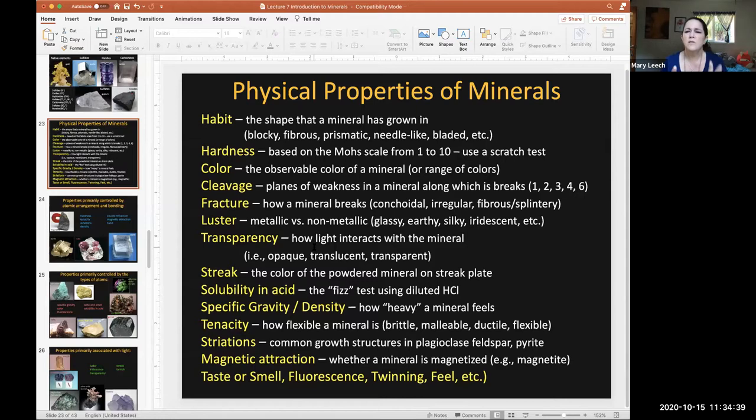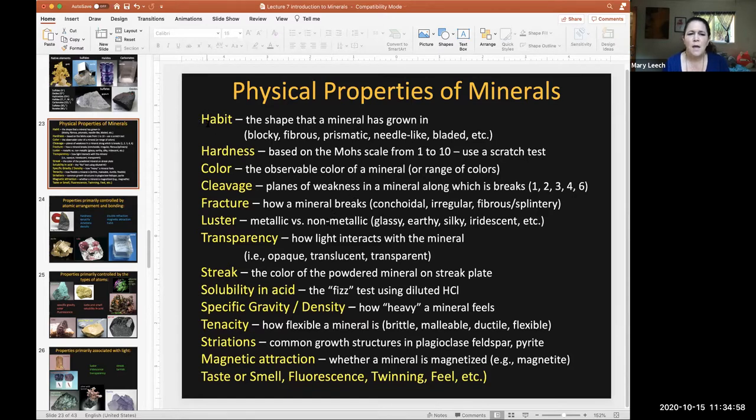This is a longer list than you'll actually really use for all these minerals. You're going to use some of these properties to test the minerals that you've got in your kits. Let's talk about each of them and then I'll give you some examples. Okay.